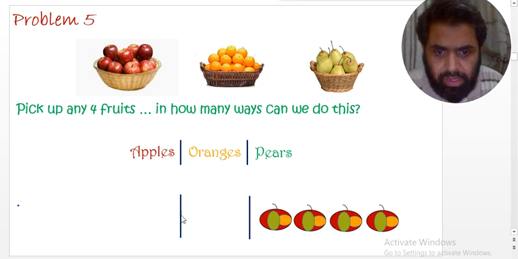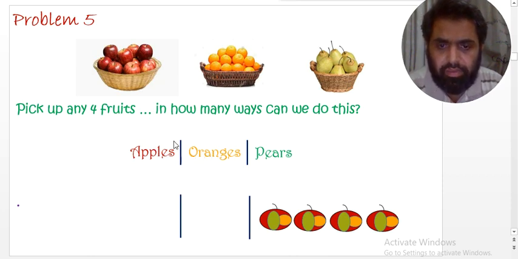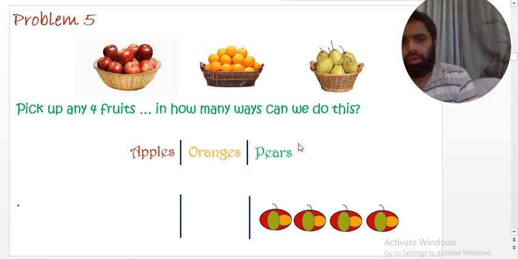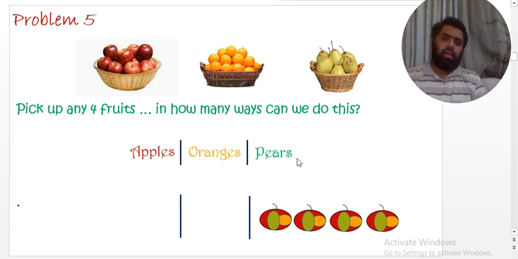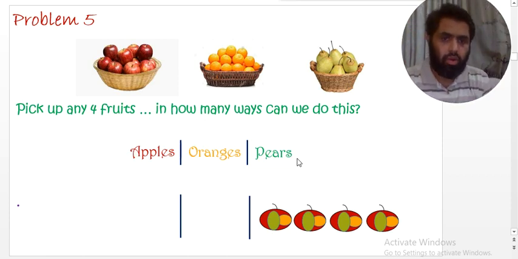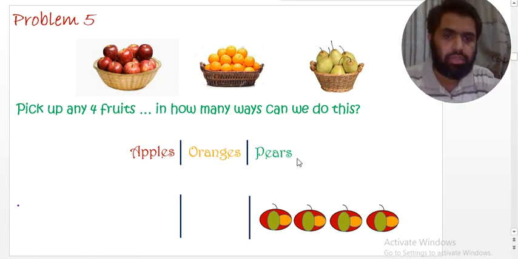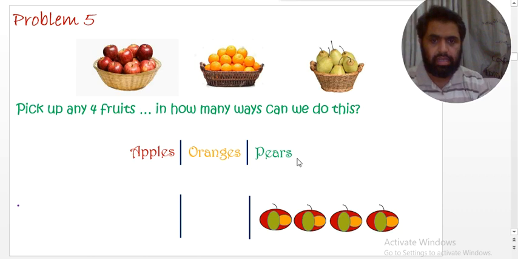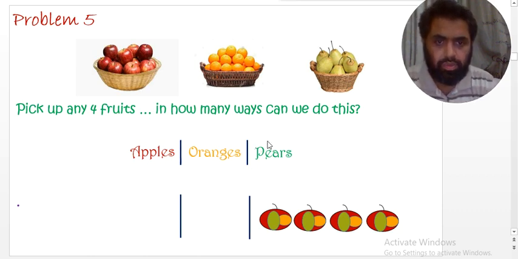How many dividers do I need? If I have 3 types of fruits, I need 2 dividers. If I add one more type of fruit, I will need 3 dividers. If I'm left with just two types of fruits, apples and oranges, with no pears, then I need just 1 divider. So we are talking about the number of types of objects, not the number of objects. How many types do we have? We have 3 types, so we need 1 less divider. So if we have 3 types, we need 2 dividers.